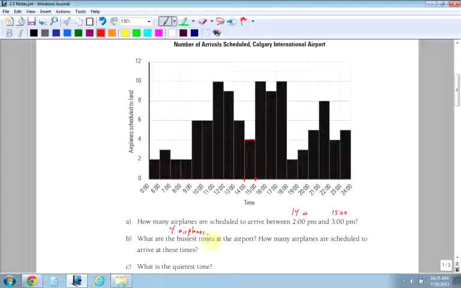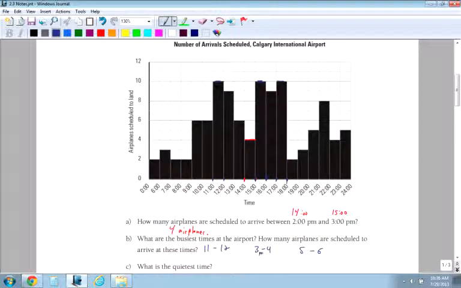Part B says, what are the busiest times at the airport? And then how many airplanes are scheduled to arrive at these times? So the busiest times are where the histogram, the bars are the tallest. That's up here, and up here. We can see that 10 airplanes are scheduled, and that's between 11 and noon, 11 to 12. We also know that it's between 3 and 4. And we also know that it's between 5 and 6.